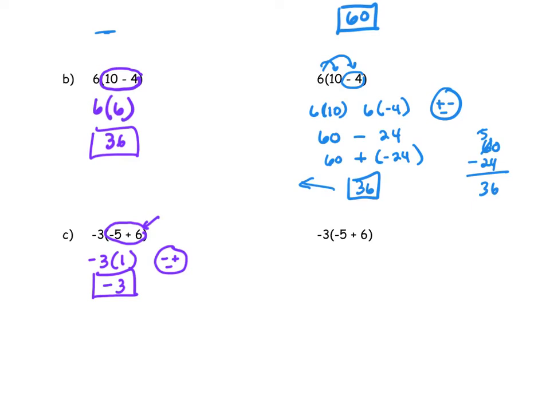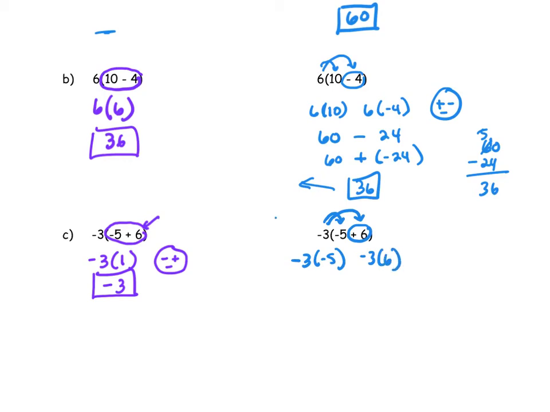So now let's try the trickiest one. And I say that because I see some negative signs, so we'll have to be very aware of those. I'm going to start with negative 3, and it multiplies everything inside the parentheses. So I'm going to start with negative 3 times negative 5. And then we're going to look at this plus 6 like it's a positive 6. So we go back to the negative 3 times a positive 6.